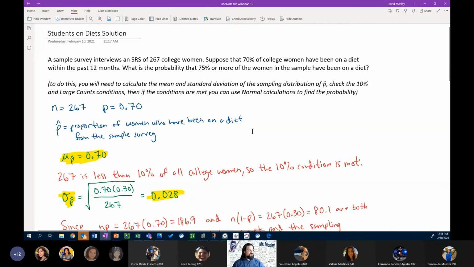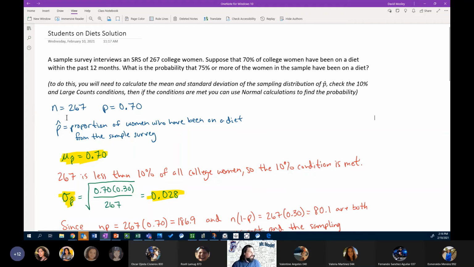All right, we have a sample survey interviews an SRS of 267 college women. We're going to suppose that 70% of college women have been on a diet within the past 12 months. What's the probability that 75% or more of the women in the sample have been on a diet? In order to do this, you will need to calculate the mean and standard deviation of the sampling distribution of p hat. Check the 10% and large counts conditions. Then, if the conditions are met, you can use normal calculations to find the probability.